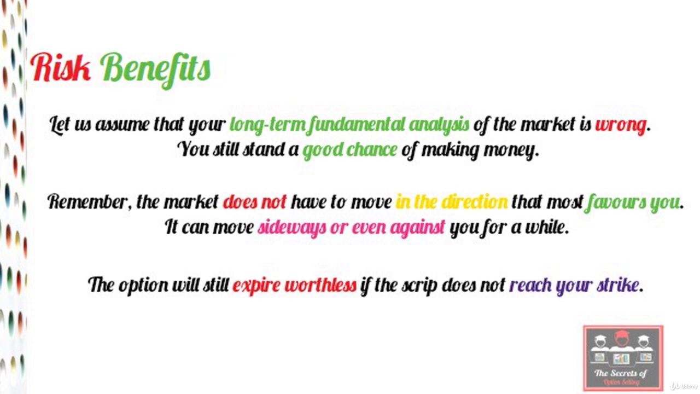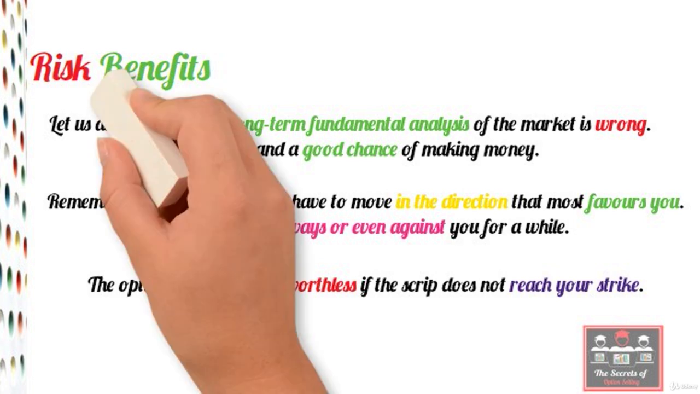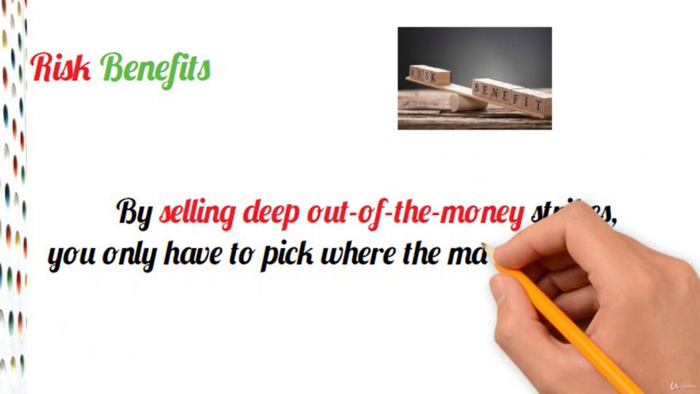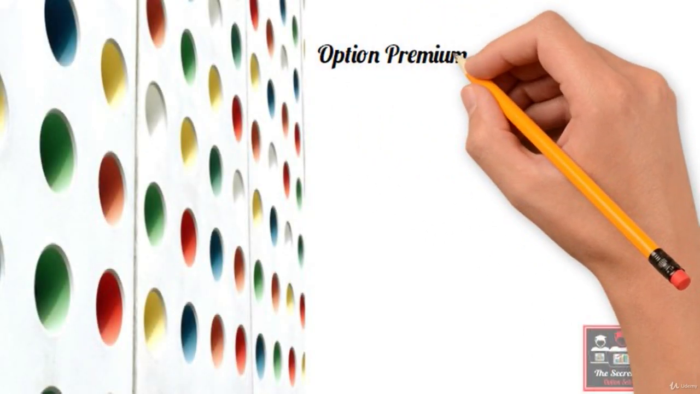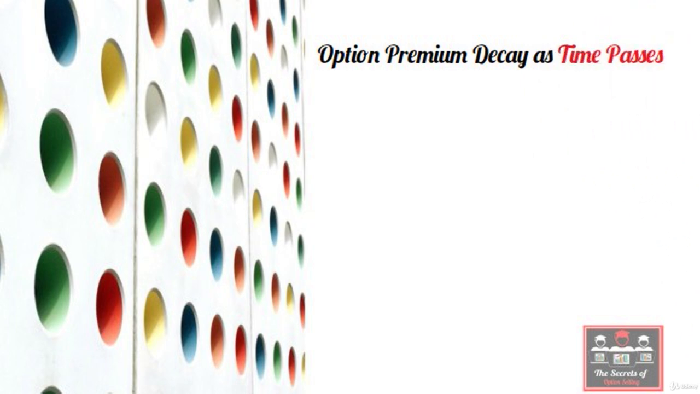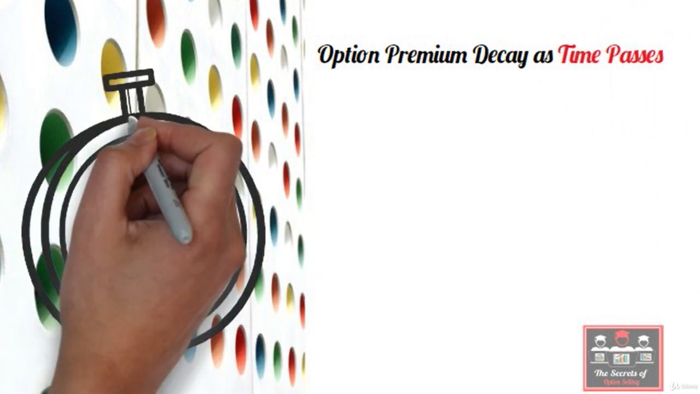By selling deep out of the money strikes, you only have to pick where the stock will not go, not where it is going. Let us quickly look into the time decay graph. Many option sellers look at the graph in the statistics and conclude that the quickest decline is in the final 30 days, and hence it is best to sell options with only 30 days left until expiration. Although this is one theory that works well for some traders, you had better be pretty good at picking short-term stock direction if you hope to make money consistently with this approach.